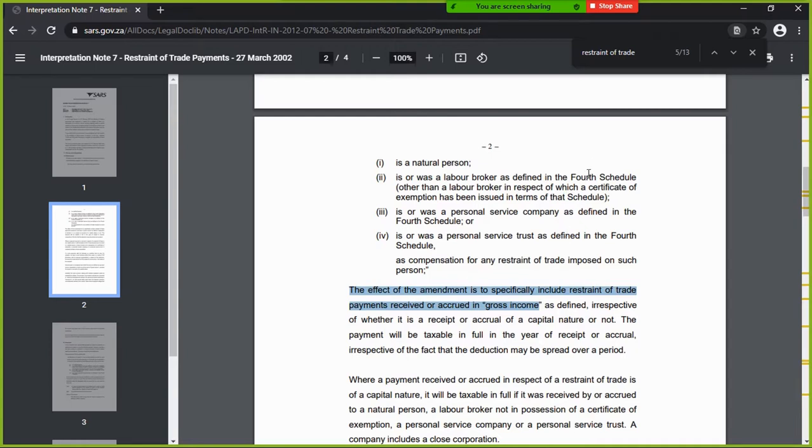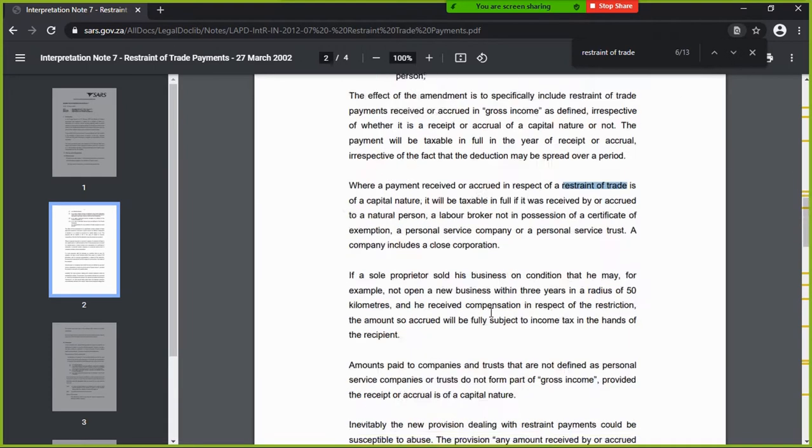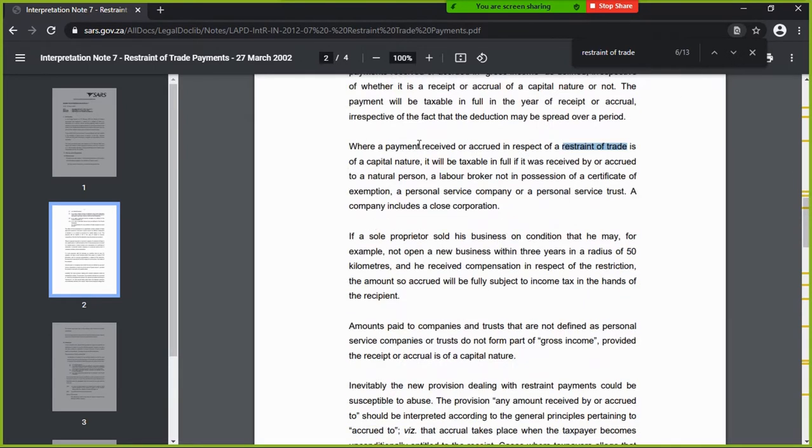Okay, now we need to look at the actual deduction. Let's find that bit here. Where a payment received or accrued in respect of restraint of trade is of a capital nature, see? Capital nature, it will be taxable in full. Capital nature meaning it relates to capital, not income. It must be taxed in full. That's for the natural person, the person receiving it.